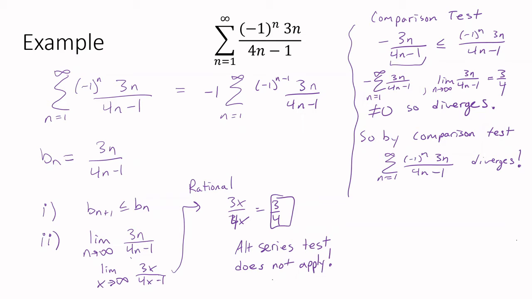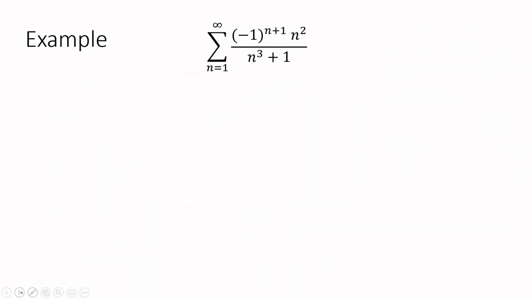So just because you see a -1 does not mean you can automatically go and use the alternating series test. You have to be careful. You have to check all of the conditions. Okay. So here's another example.